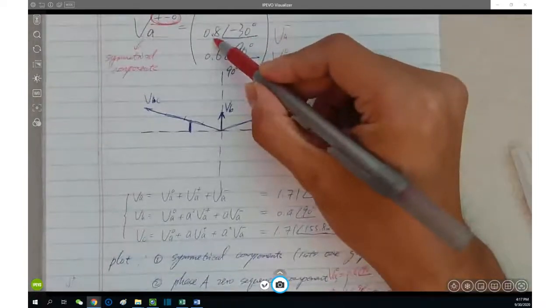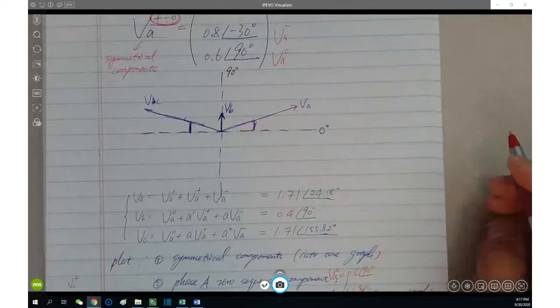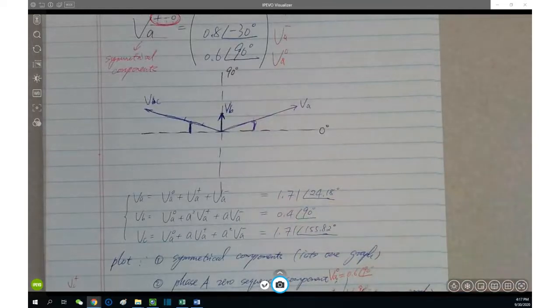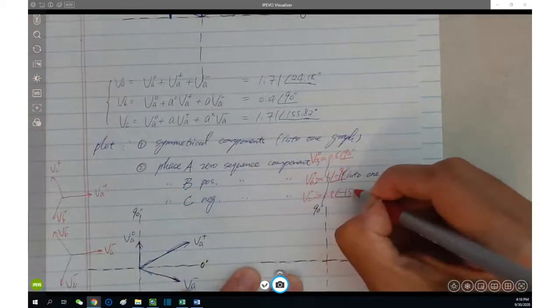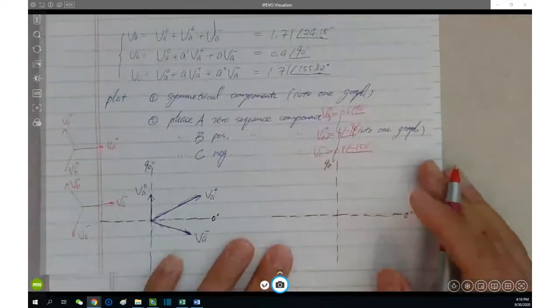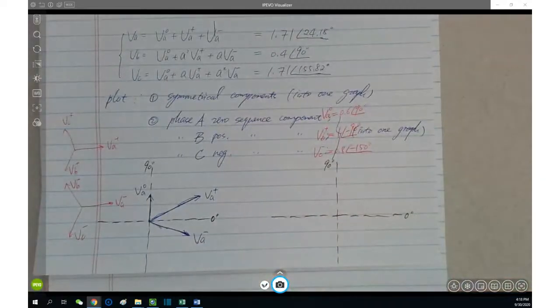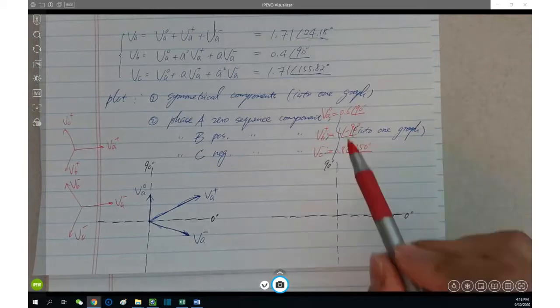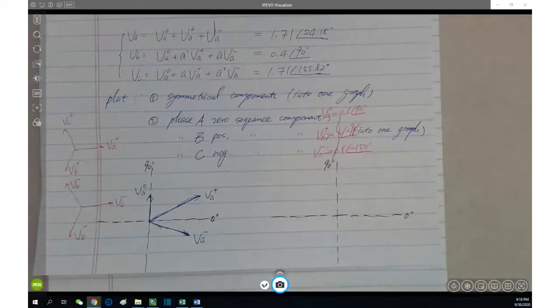So VA minus is what? VA minus is this guy. VA minus is 0.8, okay, negative 30 degree. You reduce that by another 120 degree. So 0.8, negative 150 degree. Does it make sense? These are the three components we are looking for in this particular problem. Any questions? Does it make sense? All right, if this is okay, then go ahead.